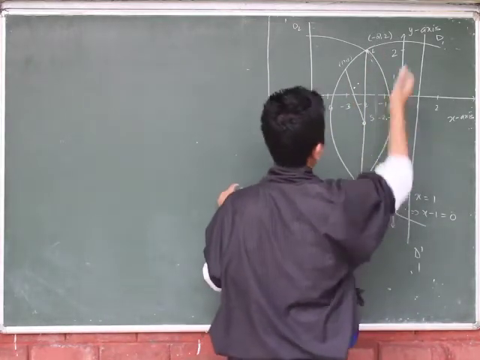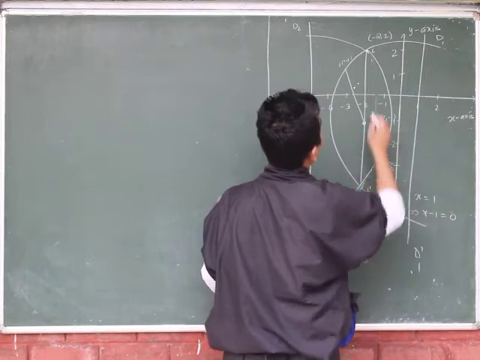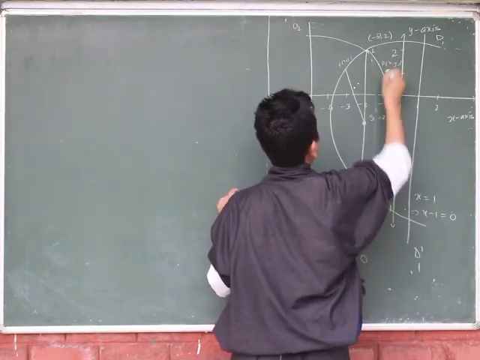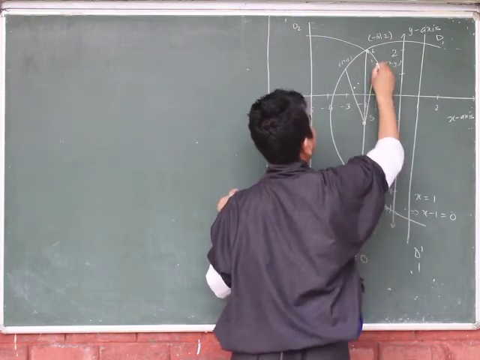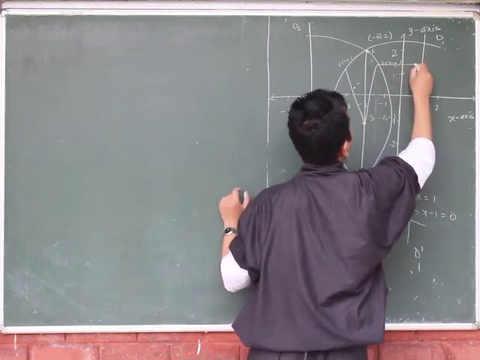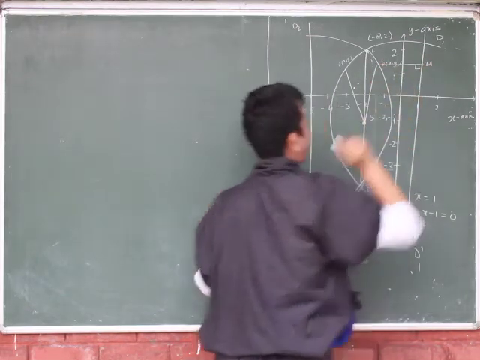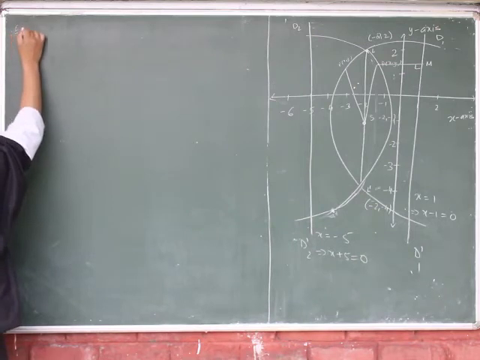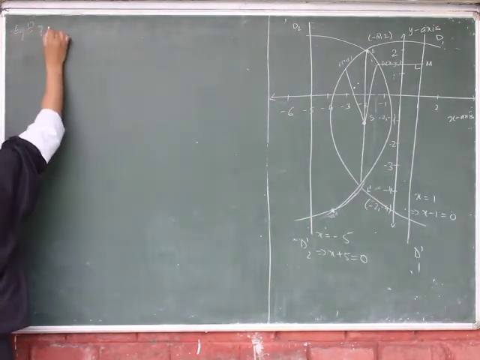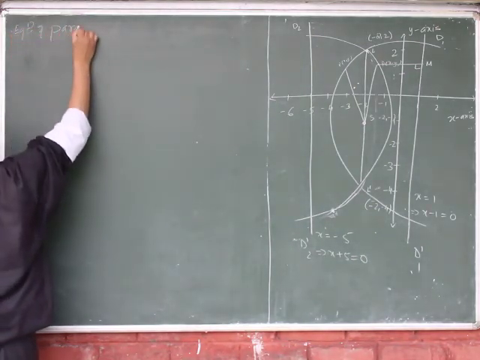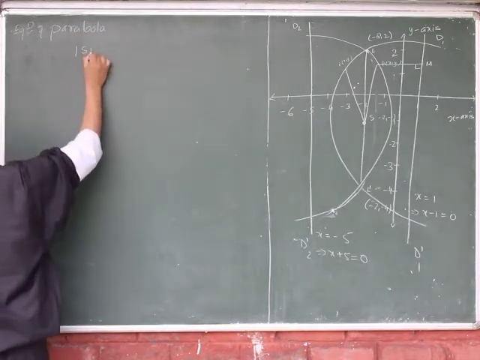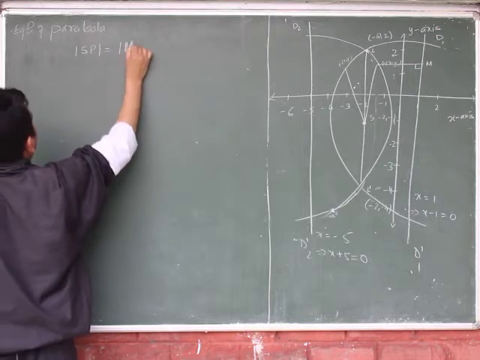Let me take this point P here, P of x comma y. From the focus, join this point, and from the point join it to the directrix. Make sure this is 90 degrees, this is M. Therefore, for the equation of the parabola, modulus of SP is equal to modulus of MP.